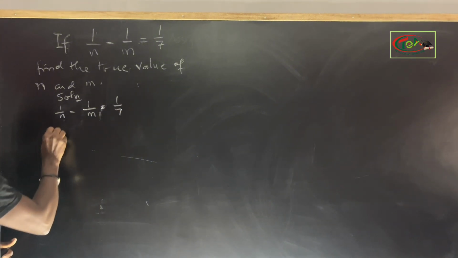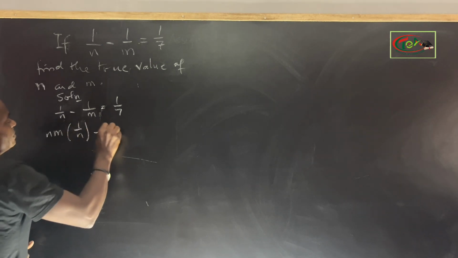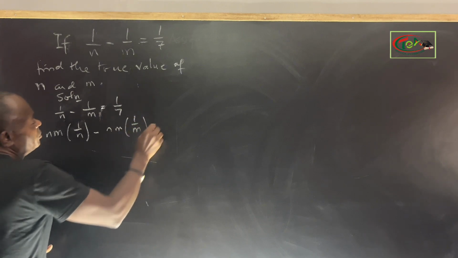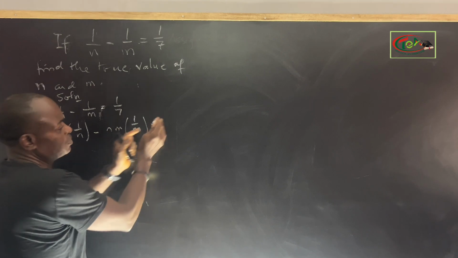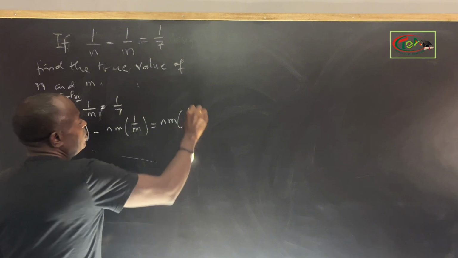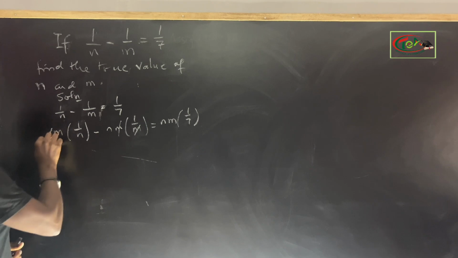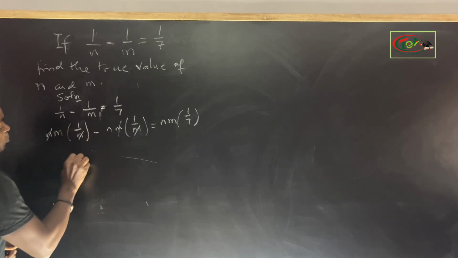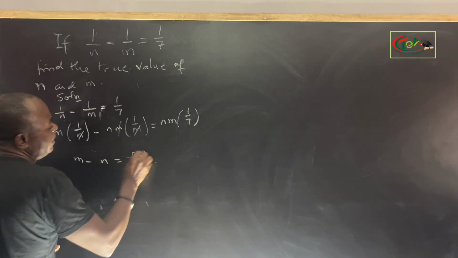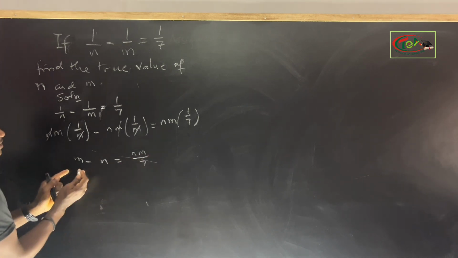So we have nm times 1 over n minus nm times 1 over m. What you do to the left hand side has to also be done to the right hand side, so we have nm multiplied by 1 over 7. Here we cancel n, and here we cancel m. So we have m minus n equals nm over 7. Cross multiply, and then collect all the terms together.